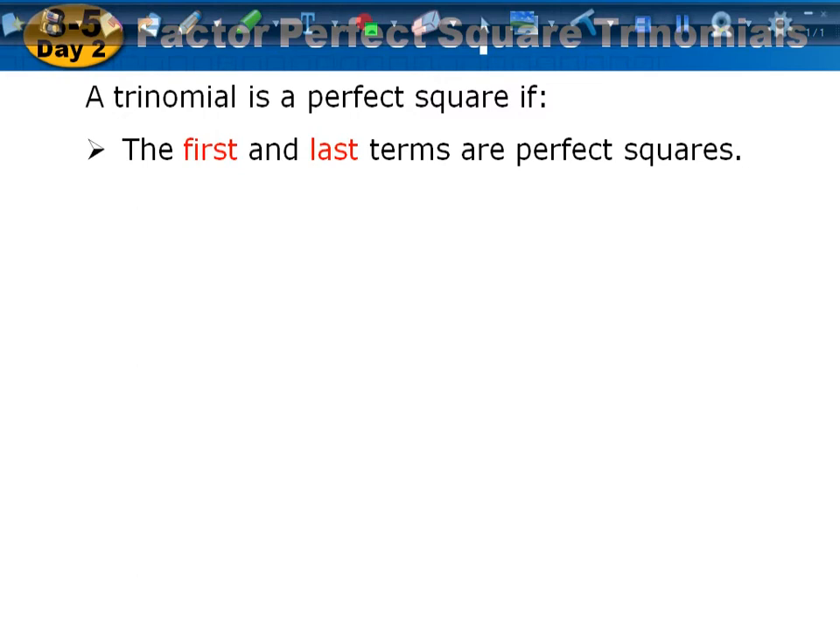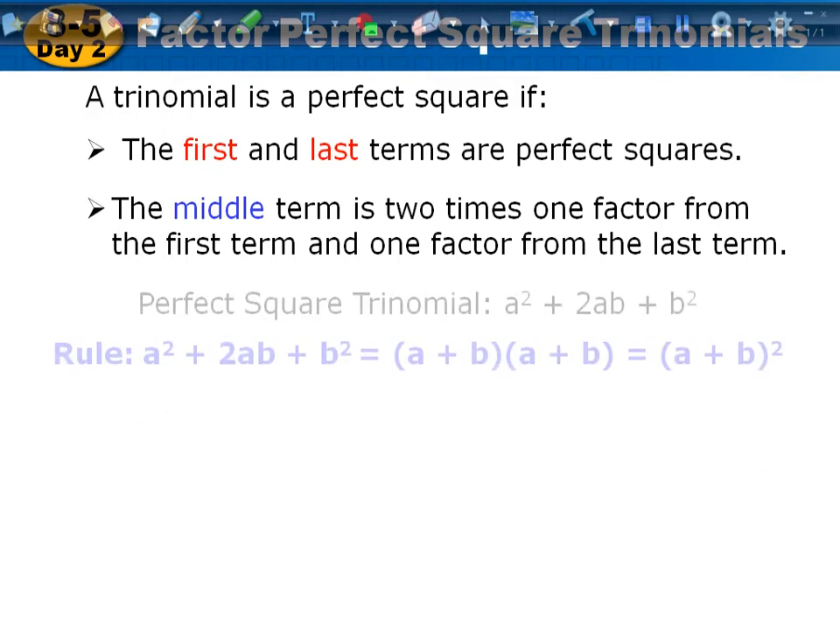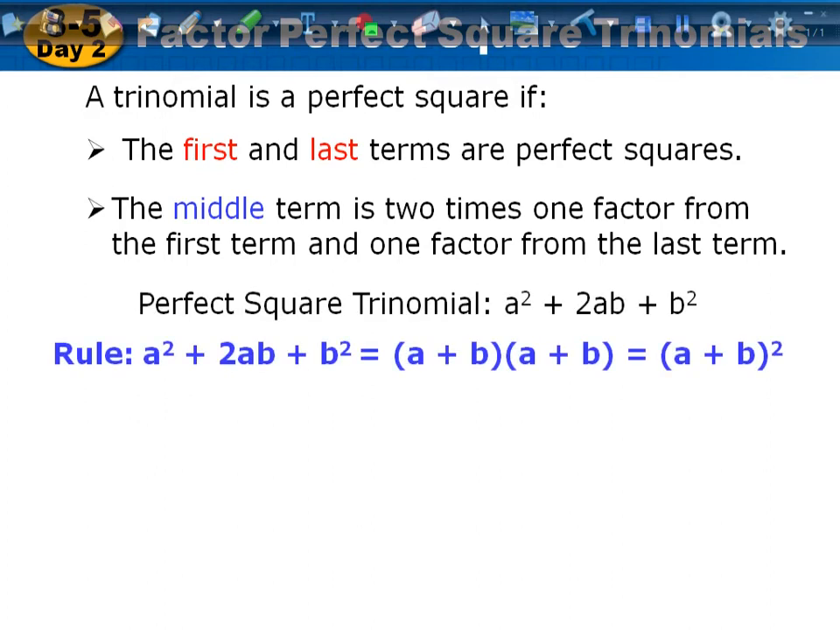A trinomial is a perfect square if the first and last terms are perfect squares, and you do not have to write any of this down either because your rules are also written on the handout that we gave you. The middle term is 2 times 1 factor from the first term and 1 factor from the last term. The perfect square trinomial a squared plus 2ab plus b squared factors into a plus b times a plus b, or a plus b squared.